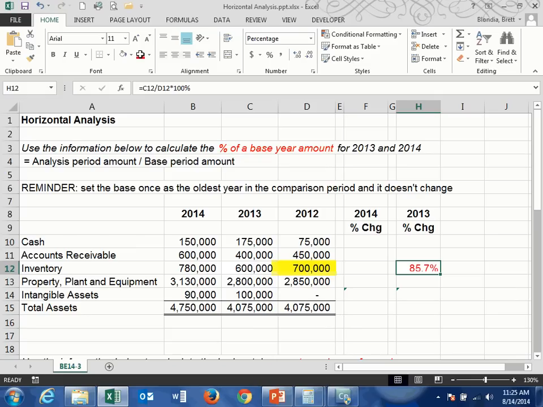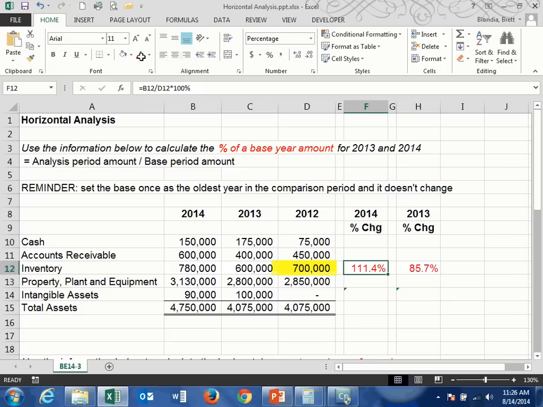When I now do this for 2014, I'm going to take the inventory value for 2014, and I'm going to go all the way back here to 2012, and that's how I'm going to calculate my percentage change. I take my analysis period amount, which is 780,000, and I divide it by 700,000, which is the base period amount. Once you do that, you'll see that you come up with a percentage change of 111.4%. Right? And it works for any number on here.